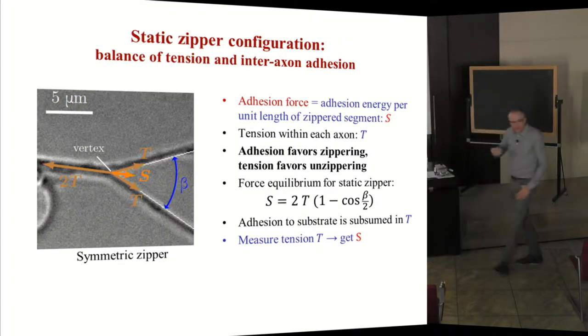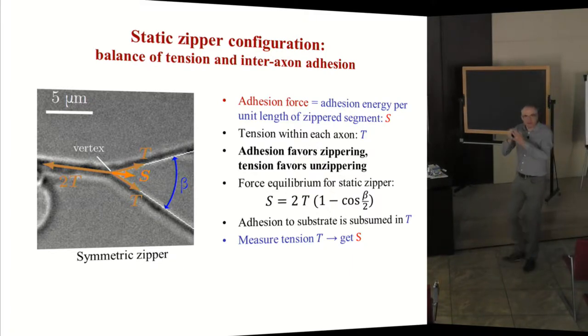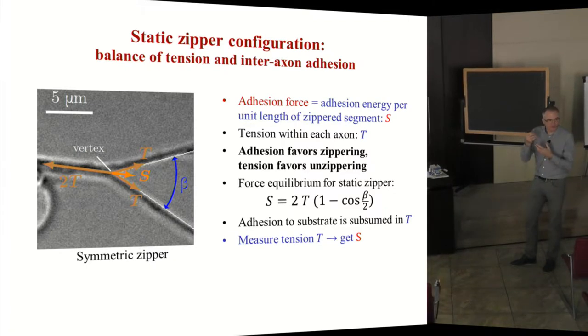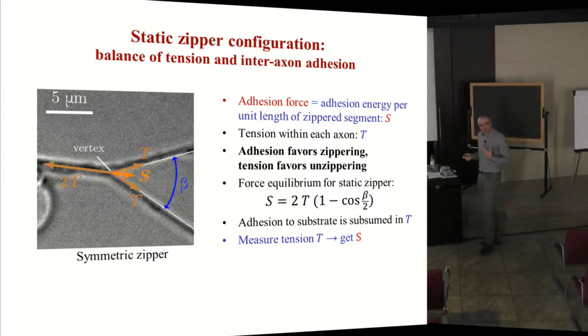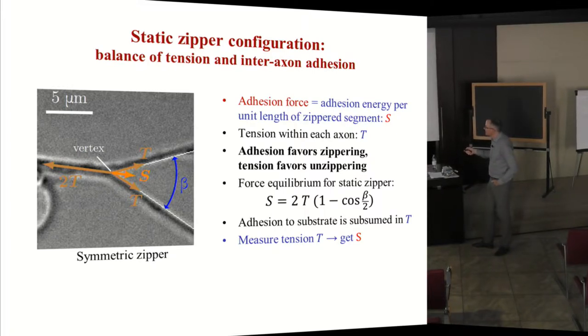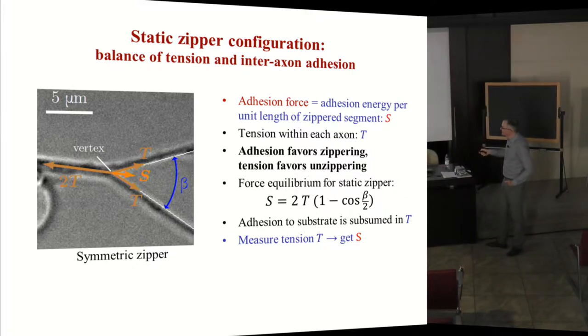Now we come to analysis. First, let's look at a static zipper that is formed and is not either advancing or receding. Therefore, the forces must be in balance. So one can formulate a simple vertex model, where we're interested in the force balance at the vertex. What are the forces acting there? Let's say it's a symmetric zipper, so the tensions in the two axons are the same.